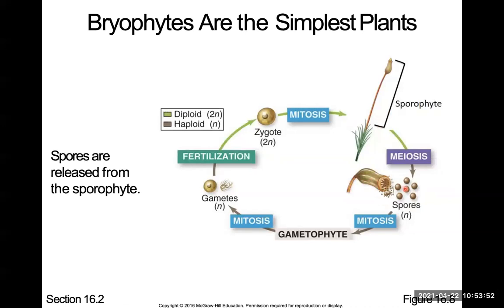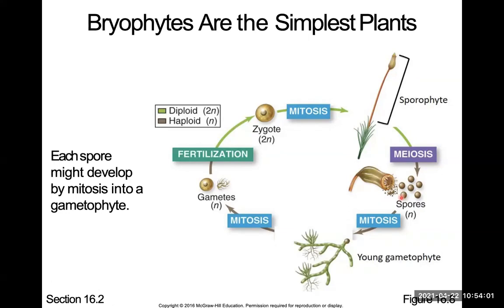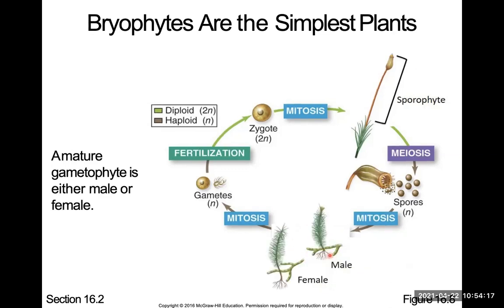These spores, they drop on the ground and they start growing, maybe when the conditions are right, maybe it rained or something. Then it goes through mitosis and turns into a young gametophyte. This young gametophyte is green, it has leaves, it has roots. So it goes through mitosis and then it does photosynthesis and it starts to grow. When it starts to grow, it turns into a mature gametophyte.